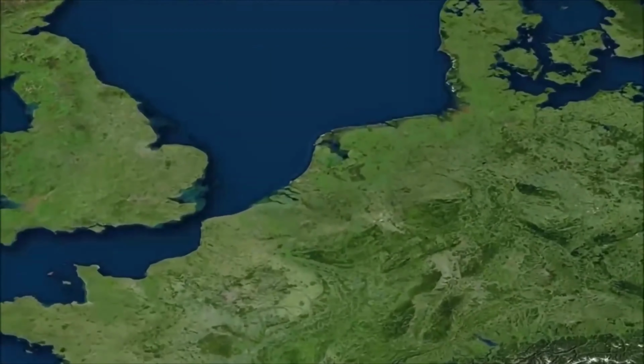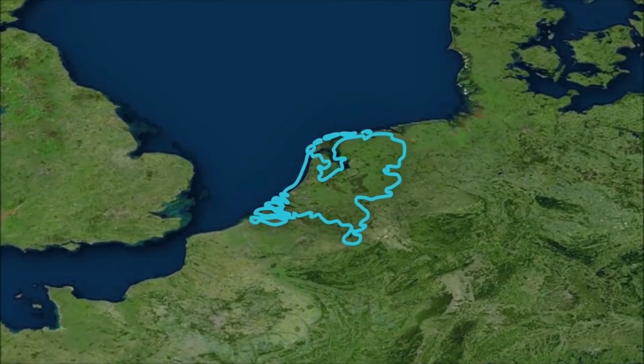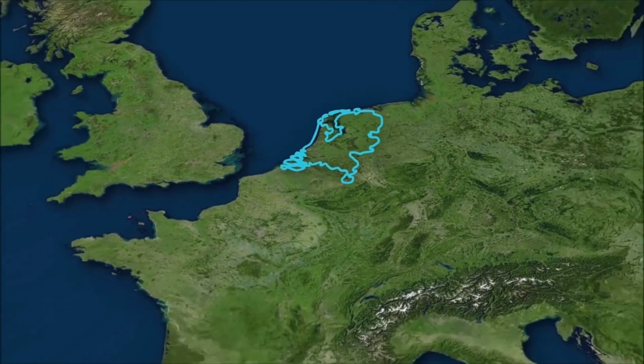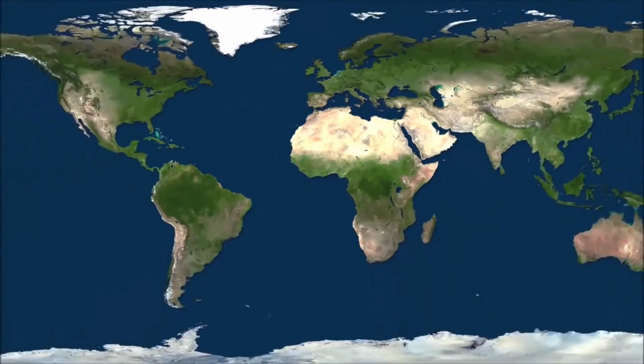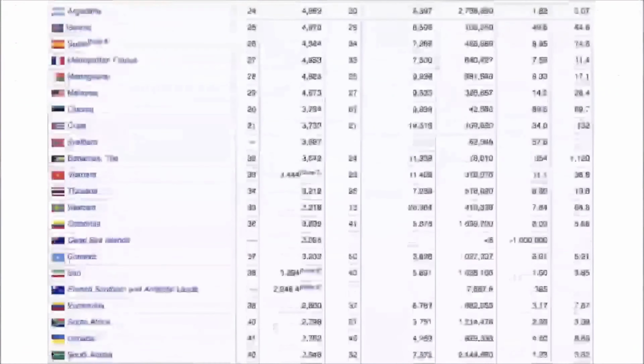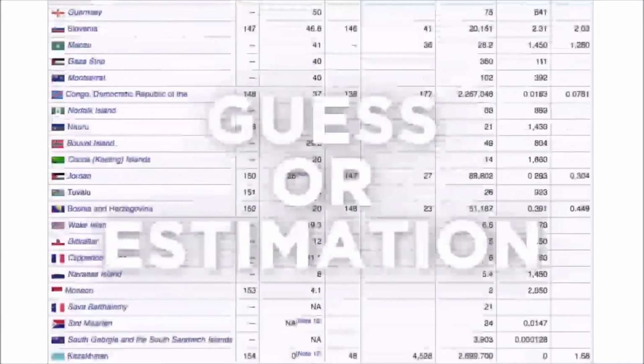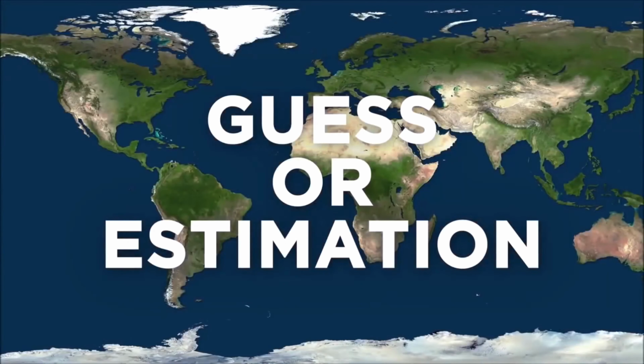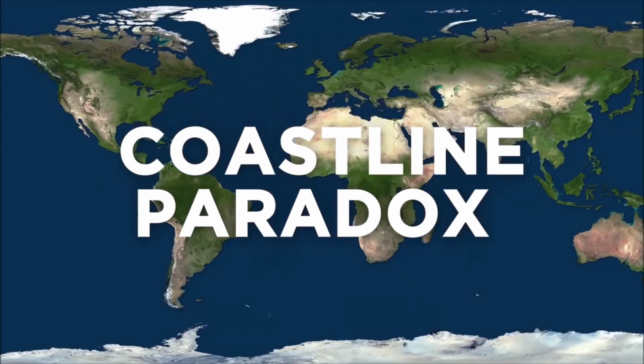On the other hand, there's the Dutch, who have been adding land to their coastline now for over 700 years. The point is, Earth is constantly evolving, so good luck going out to a coast with a microscope and measuring the length that way. Every number you see online or in a book for how long a coastline is basically just a guess or an estimation. The true value is impossible to know, and that is the coastline paradox.